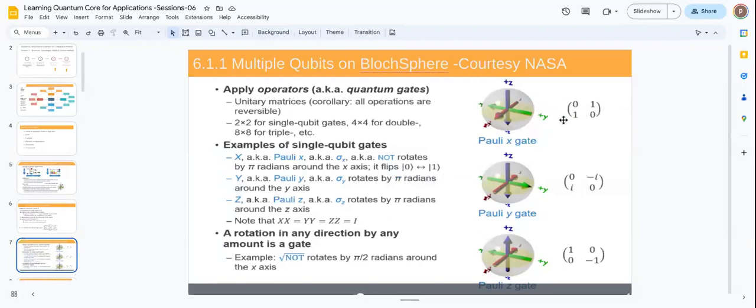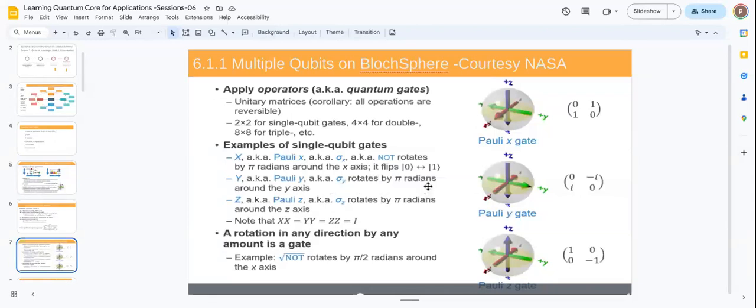So if you multiply [0 1; 1 0] by [0 1; 1 0], that is 2 by 2 into 2 by 2, you will end up with the identity, which is nothing but [1 0; 0 1]. So you can do the XYZ operations, as we said. Pi radian is 180 degrees.